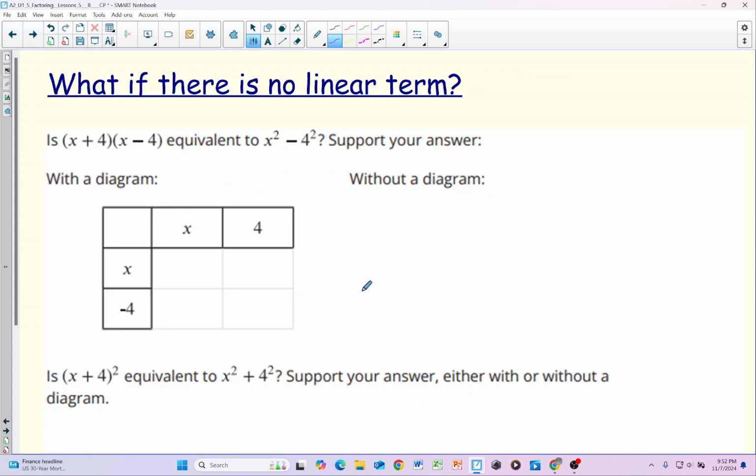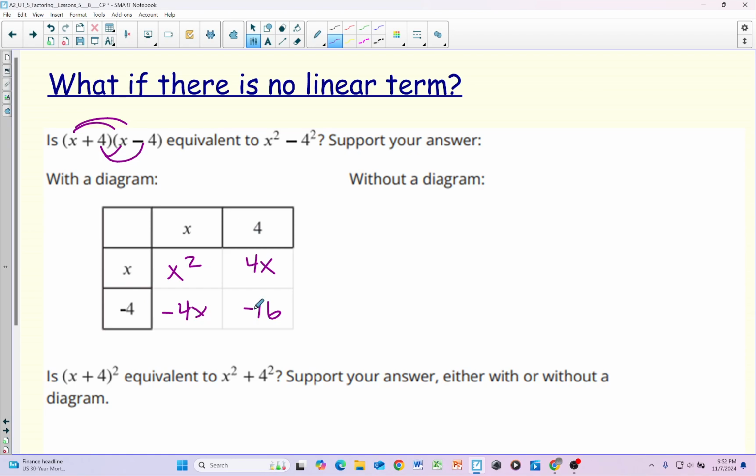Okay, so here's what we started with for the very first objective of this lesson. Let's look at a particular product, and that is x plus 4 times x minus 4. Now, we've multiplied things like this plenty of times in the past, so let's actually try this with some distribution. Let's fill in the diagram. x times x is x squared. 4 times x is 4x. Negative 4 times x is negative 4x. And negative 4 times 4, careful, is negative 16.